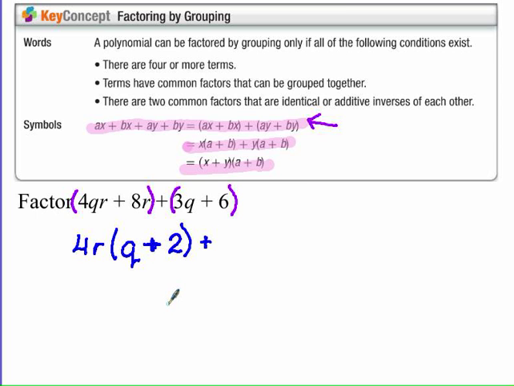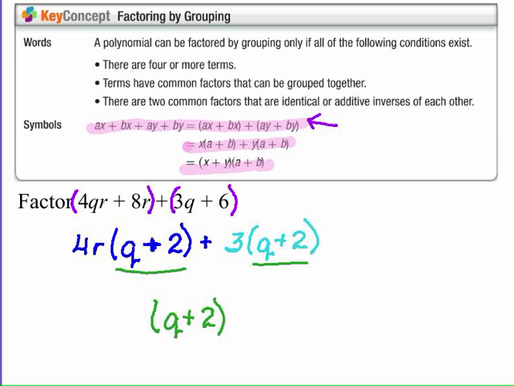Now I'm going to focus on the second pair. Is there anything in common with 3q and 6? 3. What does that leave me with then? q plus 2. Now, if you've done this correctly, the terms in the parentheses should be identical, all the time. And so that will be one of my factors.